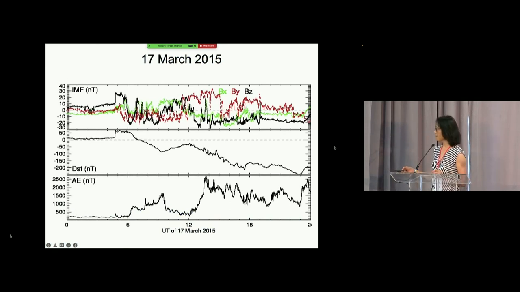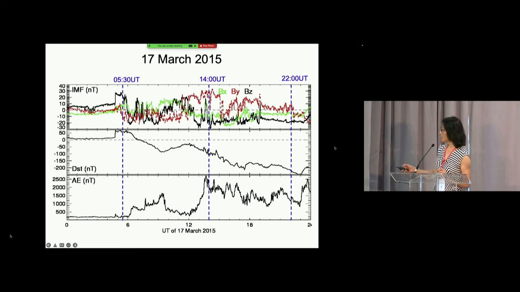For this talk, I'll just be focusing on one specific event to illustrate the relationship between Poynting flux and Joule heating. This is the well-known St. Patrick's Day storm of 2015. I will focus on three particular UT times. One is strongly northward IMF at 5:30 UT. You can see that this is also associated with the magnetosheath compression, so you have a positive phase, the storm sudden commencement. And this is before the major activity starts.